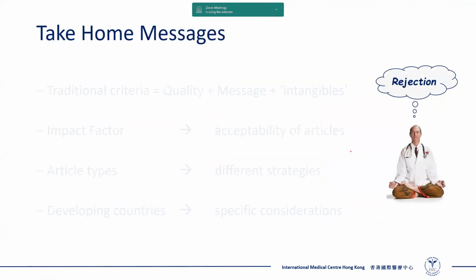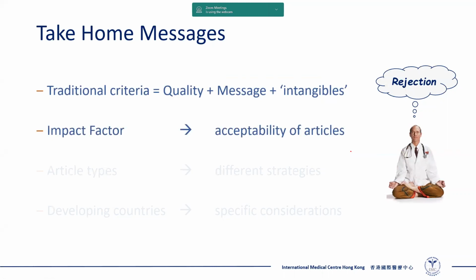So just to wrap up, this is my last slide. Take-home messages. I think the first thing to note is that the traditional criteria for accepting papers are 3 requirements: requirement of quality, requirement of message, and requirement of intangibles. All journals, when you submit to them, always care about the impact factor. And because of that, different types of articles, whether it's a case report, original article, review, or meta-analyses, will be accepted with different considerations. So always pay attention to that. And you need to develop different strategies really to increase the chances of your article being accepted.